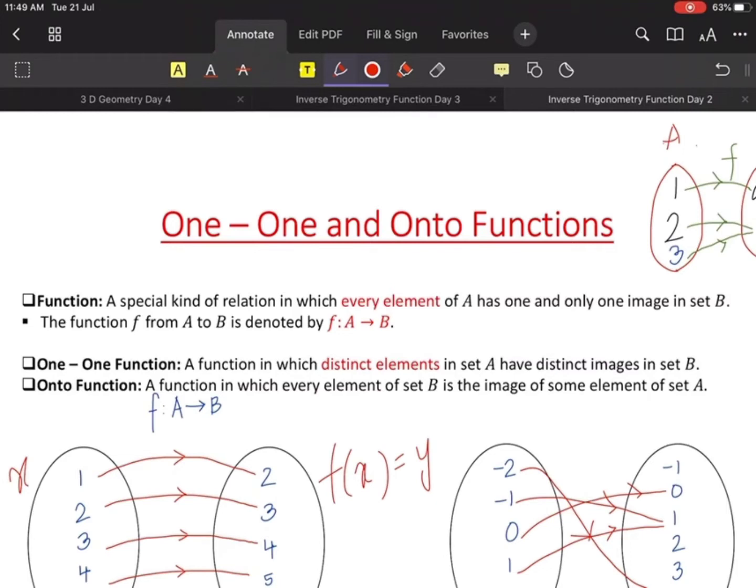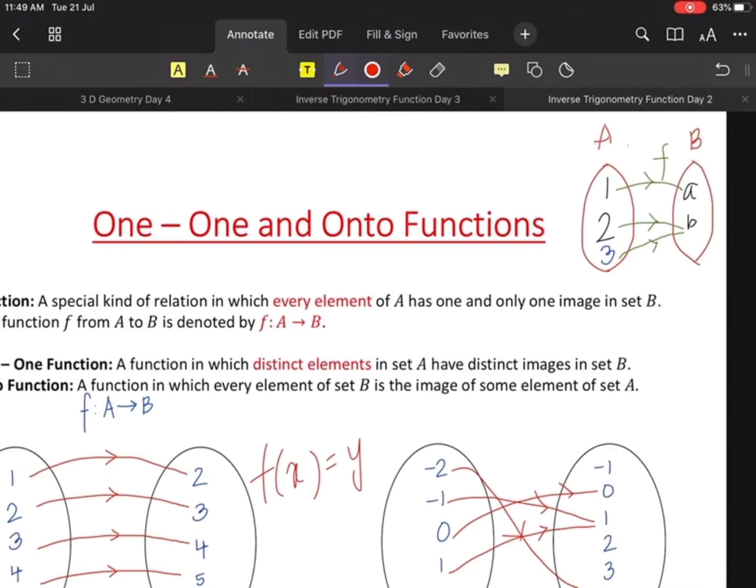Okay, now below here I am showing you two functions. You see the first function, on the left hand side, element 1 is linked with element 2. Element 2 has an image, element 3. Image is what? Suppose I say element 1 of set A is related to element 2 of set B, then element 2 is the image of element 1.